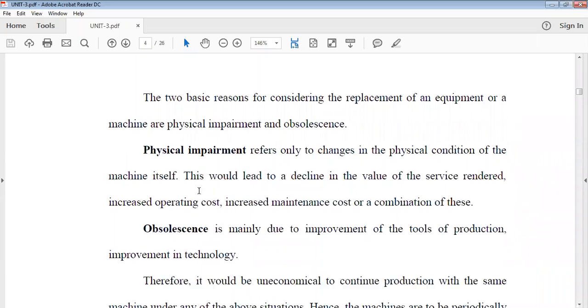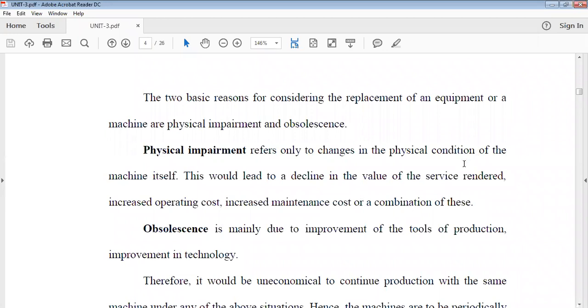Next, physical impairment. What do you mean by physical impairment? Physical impairment refers only to the changes in the physical condition of the machine itself. This would lead to a decline in the value of the service rendered, increased operating cost, increased maintenance cost, or a combination of these things.